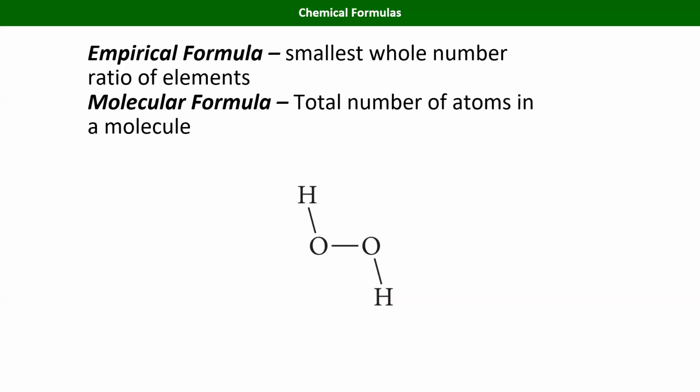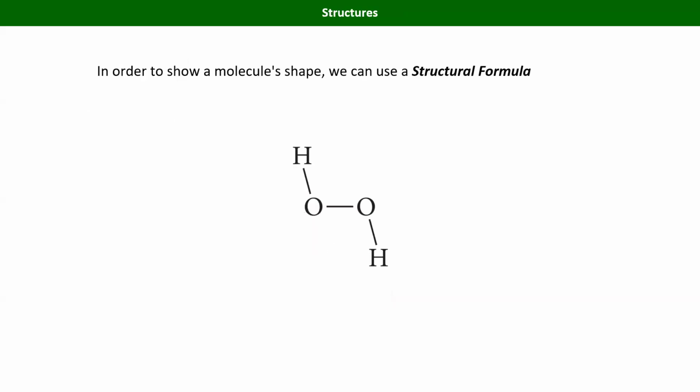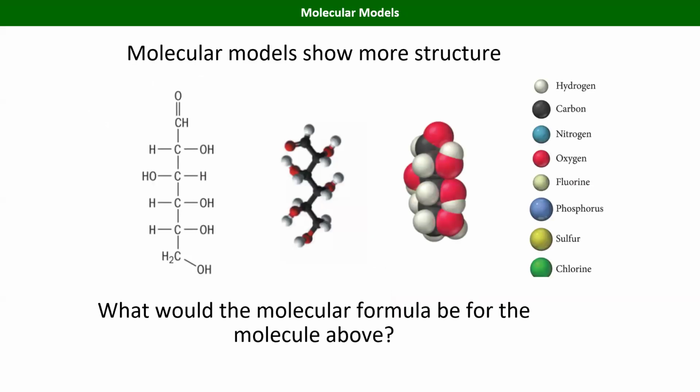Right, and I guess just to define some terms, when we're showing the actual structure, we call that the structural formula. Instead of just writing H2O2, if we actually show what atoms are attached to what, that's called the structural formula. And there's a couple different ways of looking at the structural formula. You can use what are called molecular models to start showing a little bit of three-dimensional shape.